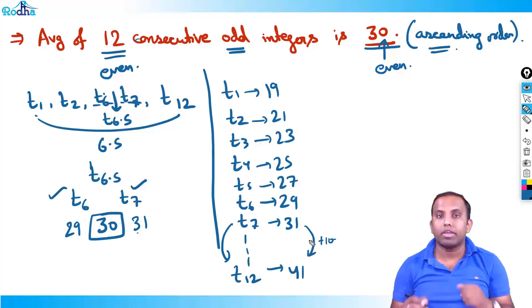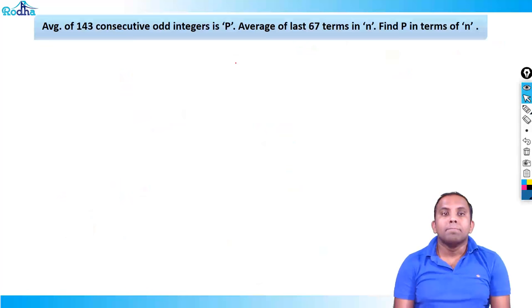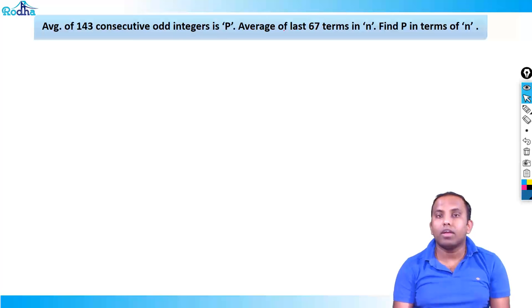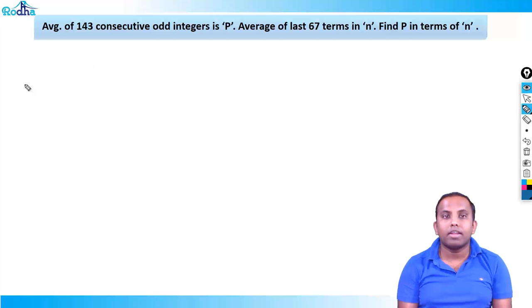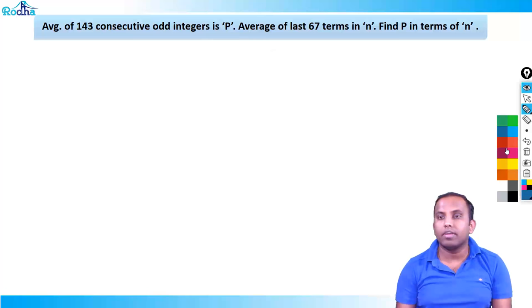Just focus on this question. The average of 143 consecutive odd integers is P, and the average of the last 67 terms is N. Find P in terms of N. Correct? Now just get this question here. There is an average of a series, the average of 143 consecutive odd integers. In consecutive odd integers, obviously, it should be given that it is in ascending order.